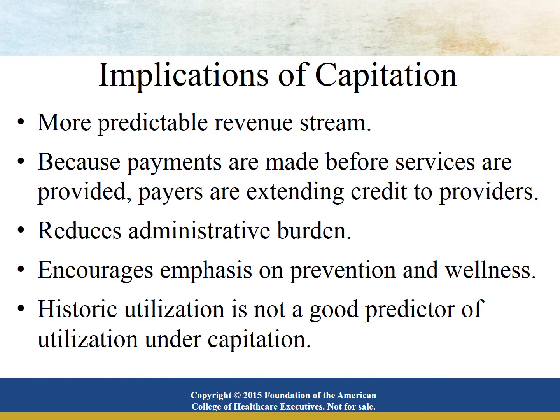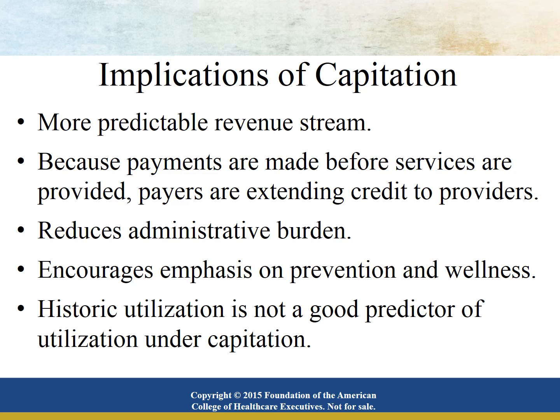Some of the implications of capitation: you actually get a predictable revenue stream. If you're getting $100 or $300 or $400 per member per month, and you've got 500,000 members signed up, you know how your money's going to come in every month. And payments are made before services are provided, so it's essentially like extending credit to us. It reduces the administrative burden. It also encourages providers to put things in place to encourage prevention and wellness. So we're actually out there spending our money on preventative care. And you go from there.